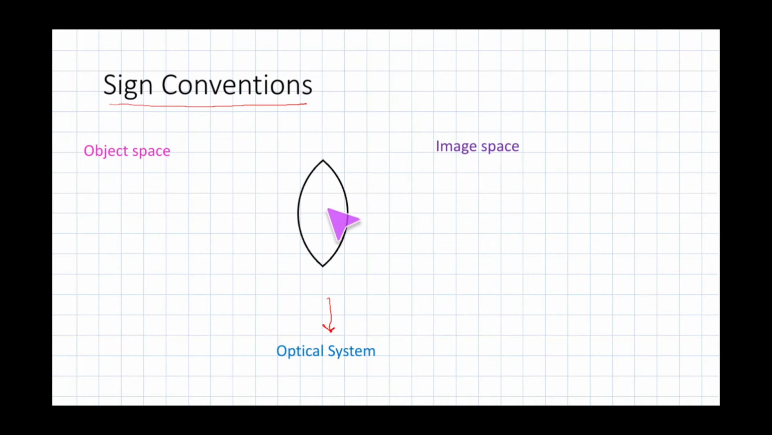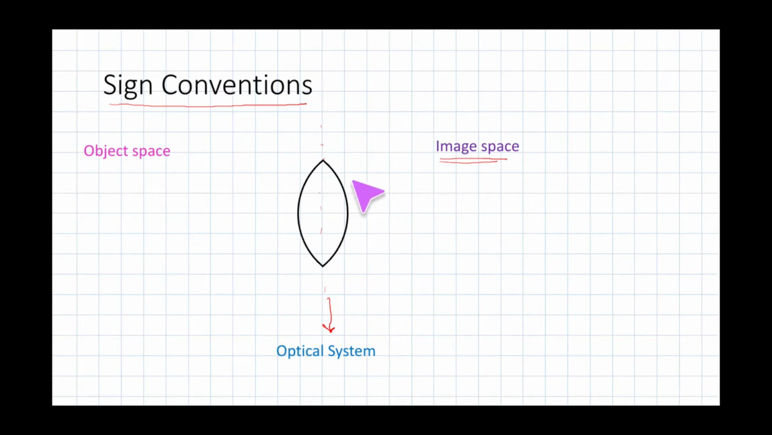Where the object is placed, conventionally, the object will always be placed to the left side of the lens. That space is called the object space. So remember that from the center of this lens to the left there is the object space. Let us consider that the image will be formed on the right hand side. This is called the image space. So here it is an optical system. This is the object space and image space.